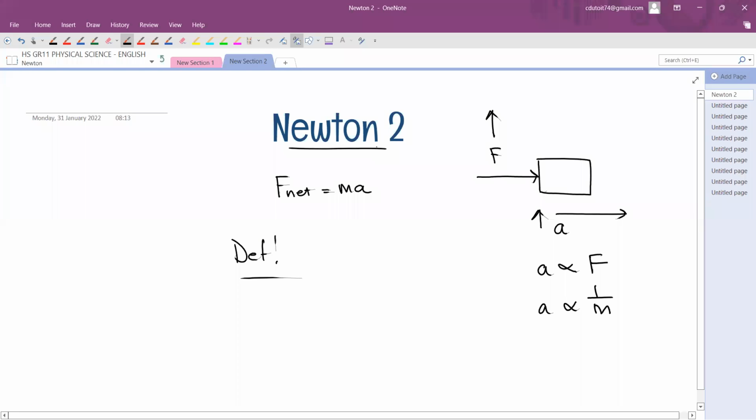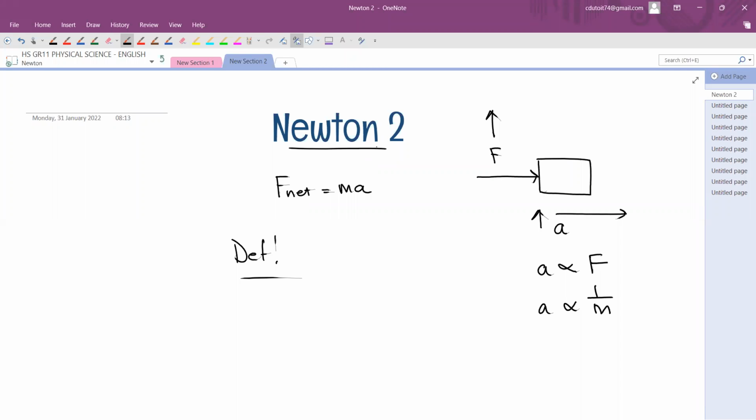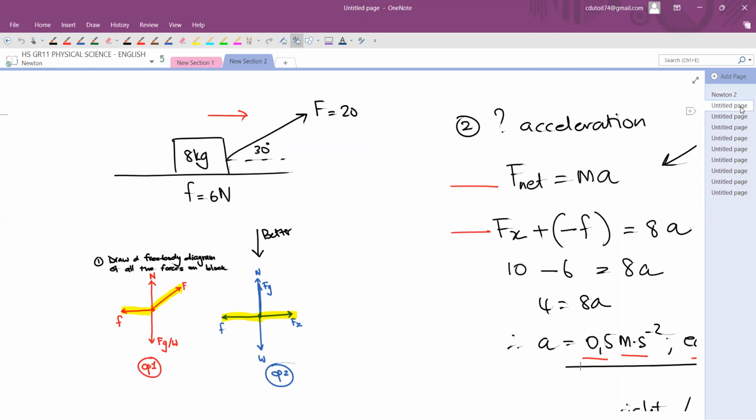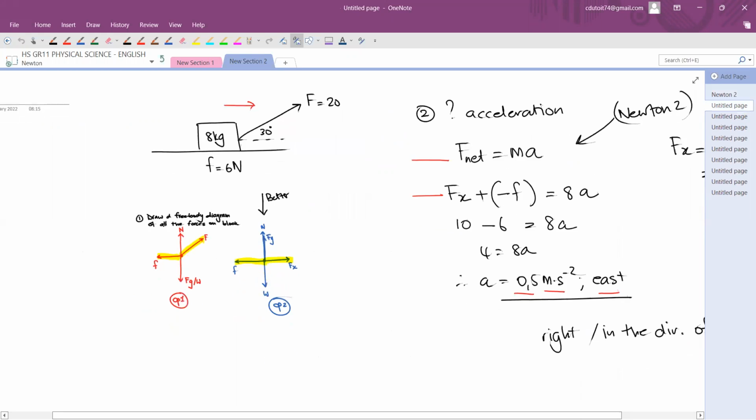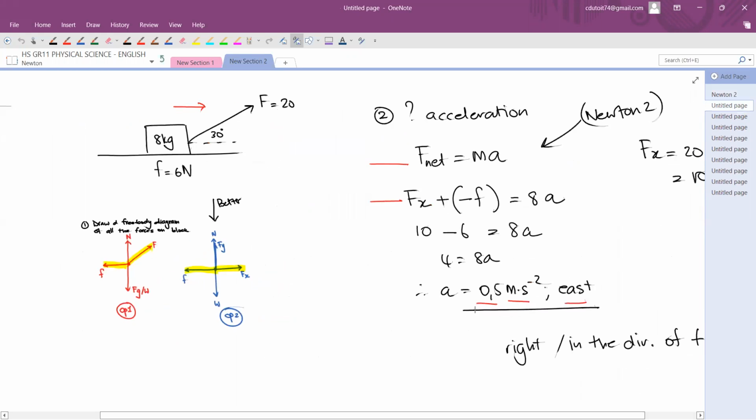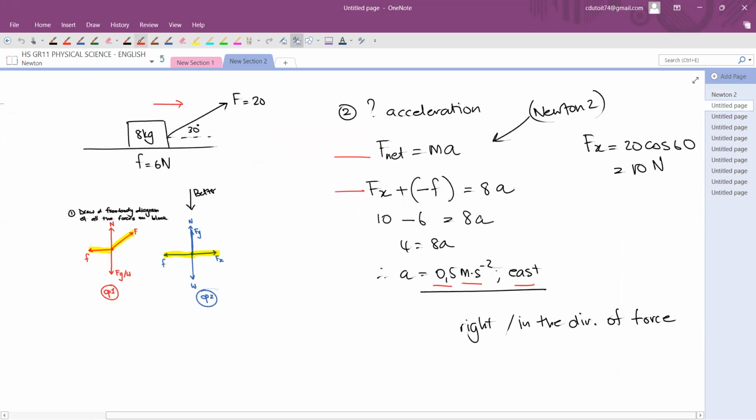It's basically this: when a net force or unbalanced force is applied to an object, it will accelerate in that direction, and so on. You'll have to learn that. That's something you will get. And then we did some examples where we got a drawing, and then we did a free body diagram, and then we worked out the acceleration. You remember this?